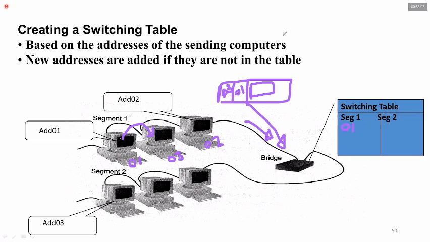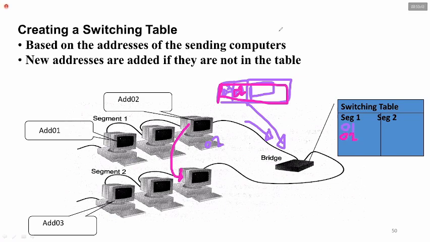Let's take another example. 2 is trying to send some information to some computer, we don't know which. So this pink color packet will come to the bridge. Here, what will the sender's address be? The sender's address will be 2. That means the bridge will understand that 2 is also in segment 1.